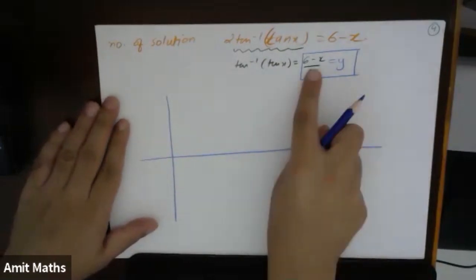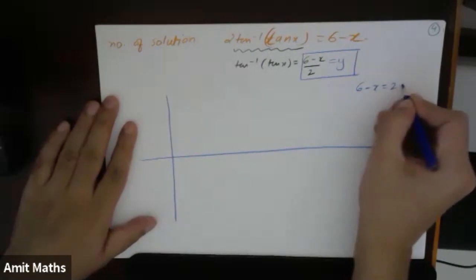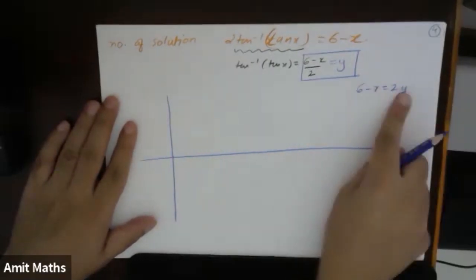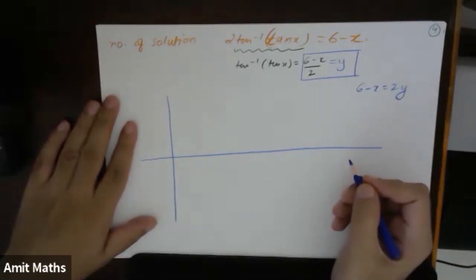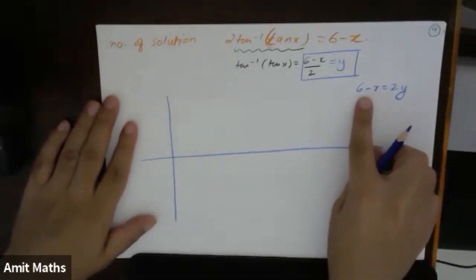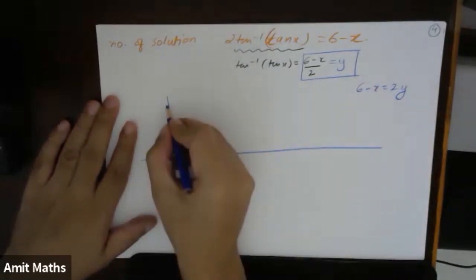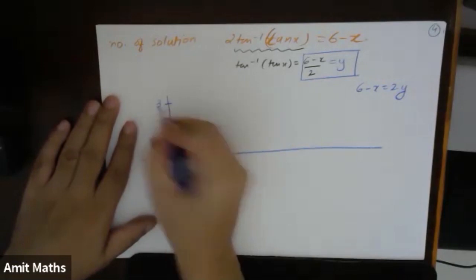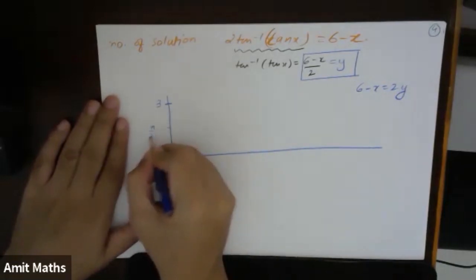So we'll draw the graph of 6 minus x equals 2y. First, when y is equal to 0, x is equal to 6. And we'll see the y-intercept also. When x is equal to 0, y is equal to 3, which will be approximately here. And let's take pi by 2 somewhere here.